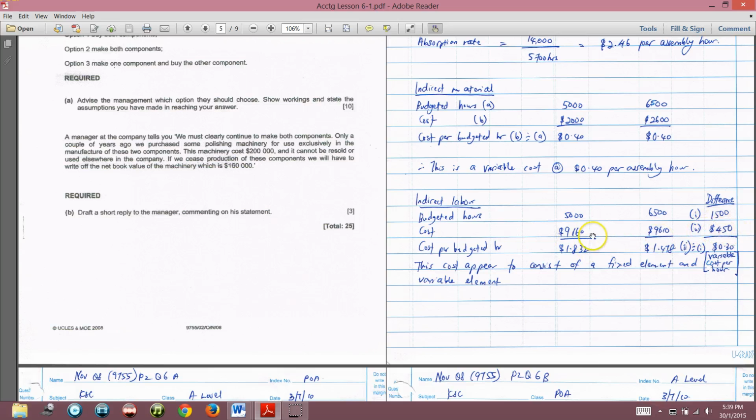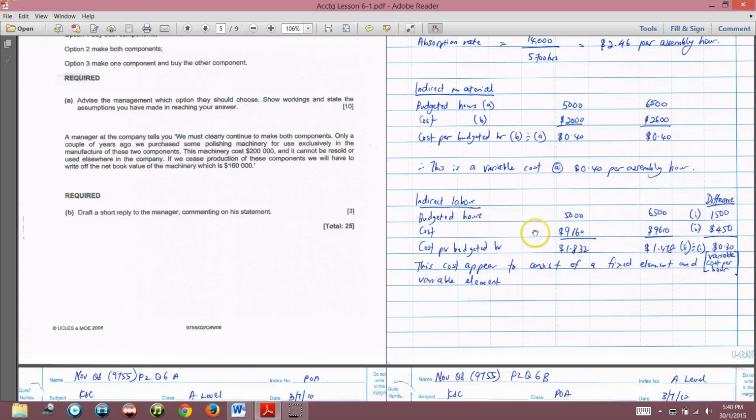So that means we are saying that this increase is the variable element of the indirect labor. So this increase is 450 divided by 1,005, which is 30 cents. 30 cents is the variable cost per hour of indirect labor.